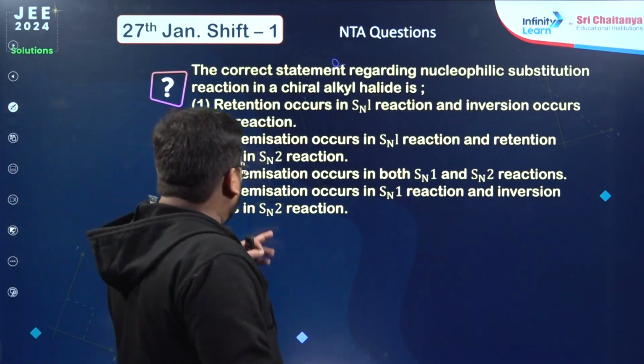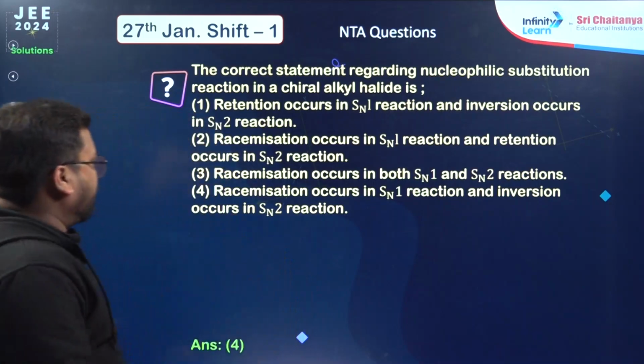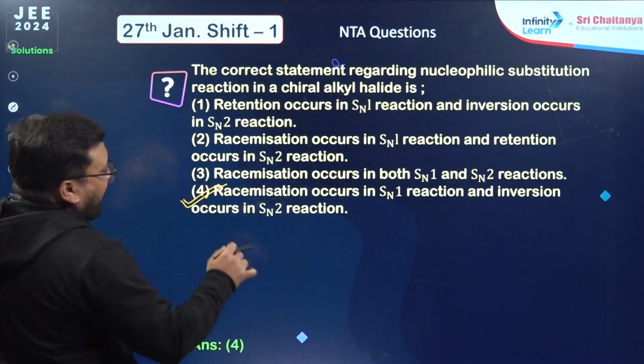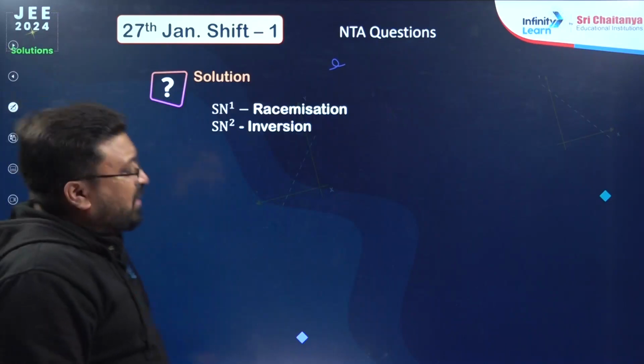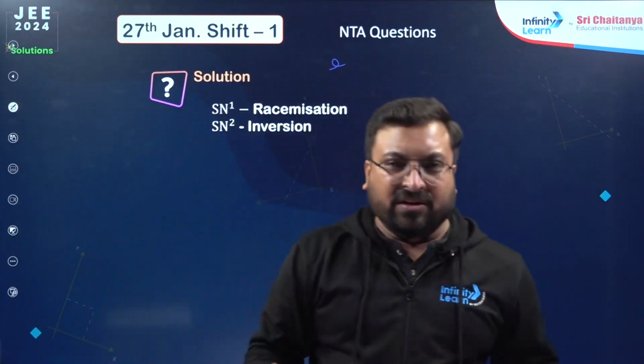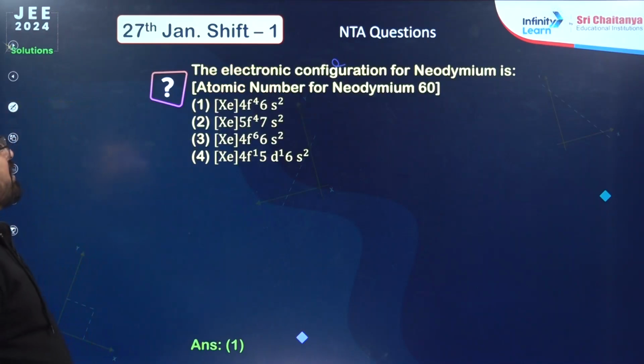And you know SN2, that will attack from the back side. So inversion will take place. So this is a direct question actually. So 4 will be the right answer. So there is no need for more explanation of that. Okay, so this is a very, very easy question. Let's come to the next point.